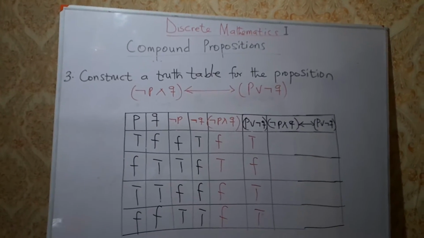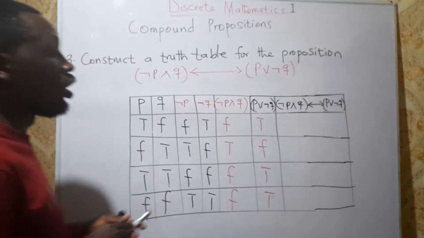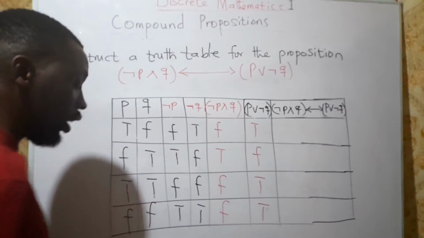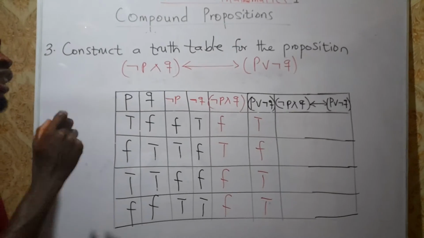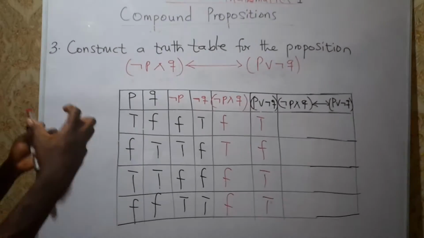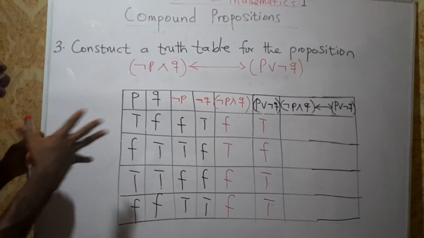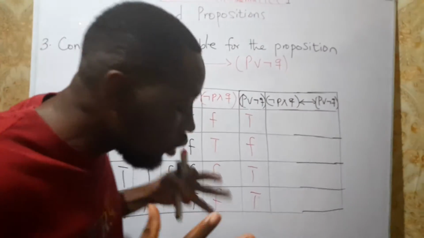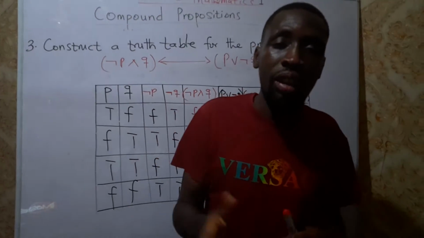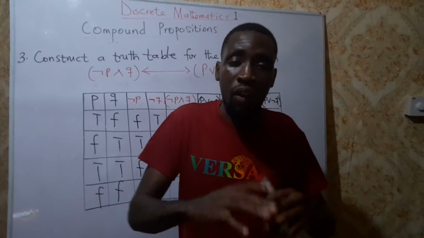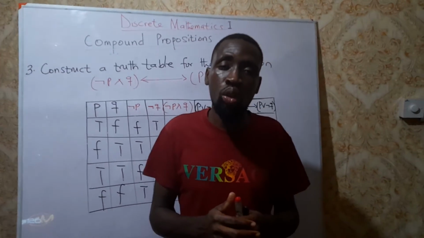So the last aspect is the conclusion of that. Remember, this is a biconditional statement. A biconditional statement is true when both statements have the same truth value. That's when both statements are true, the statement is true. When both statements are false, the statement is still true.